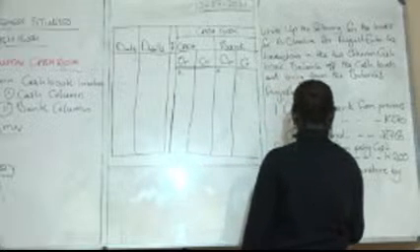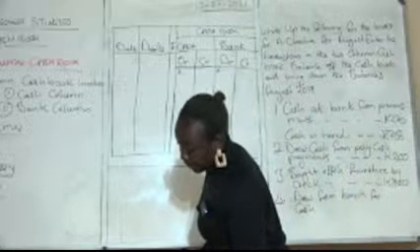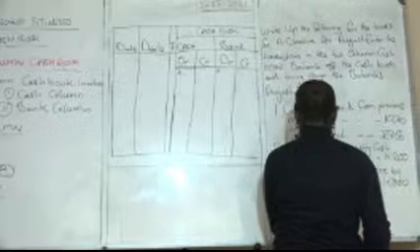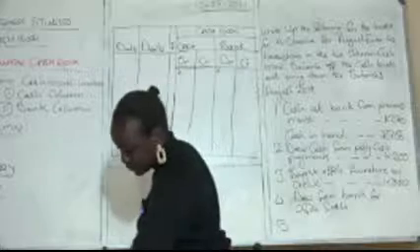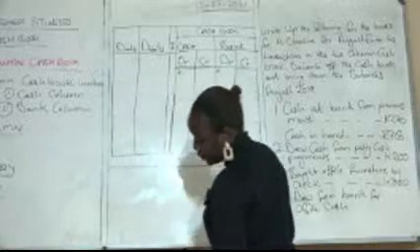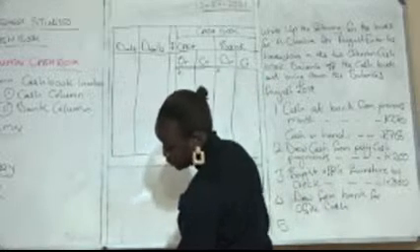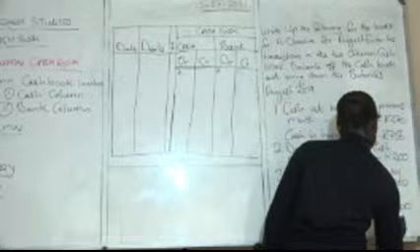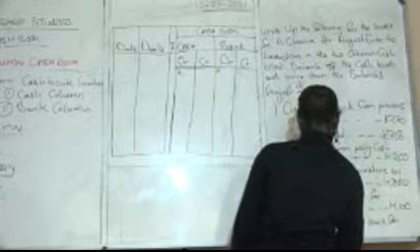Fourth, drew from bank for office cash. Drew cash for private use. Drew cash from bank for private use.